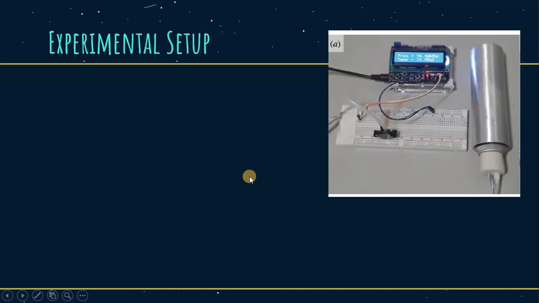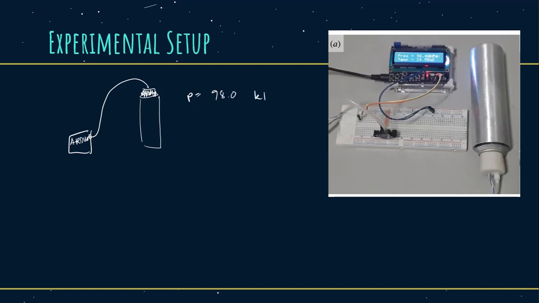But in their experimental setup, this is how it goes. The vessel is a metal vessel, so it can be at constant volume. There's a stopper, and then the sensors are connected to an Arduino. I didn't draw the display screen and the breadboard. Inside, the gas is kept at 98.0 kilopascals and the temperature at 24.9 degrees Celsius.